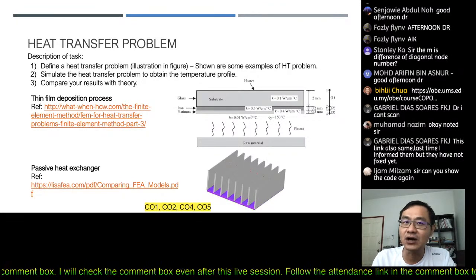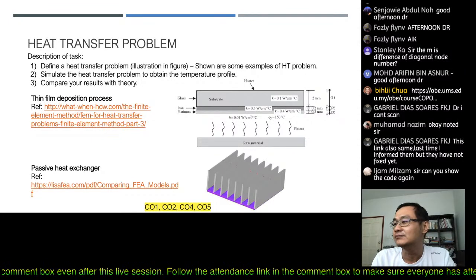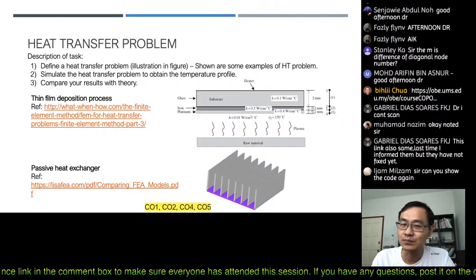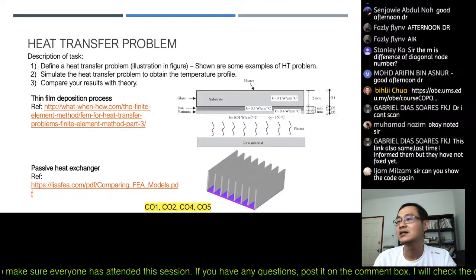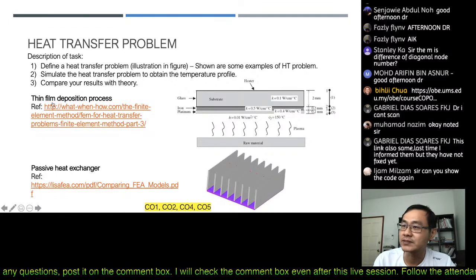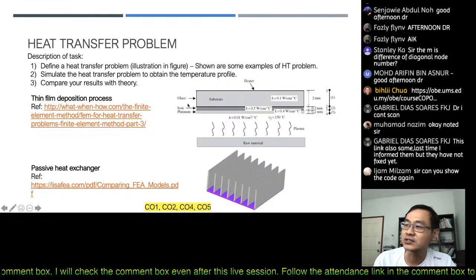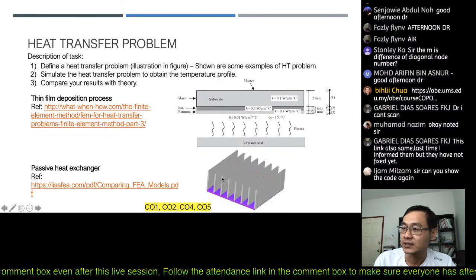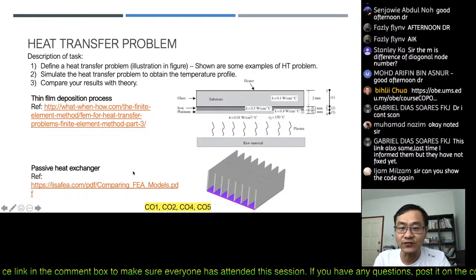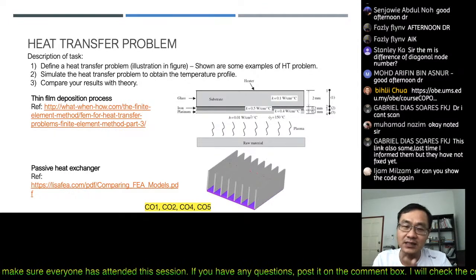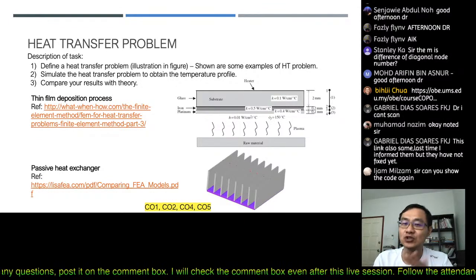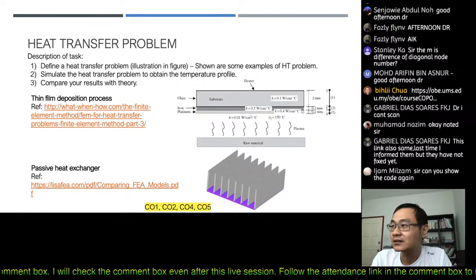Make sure all the definitions of maybe material property or whatever it is are rational, reasonable, based on some fact or maybe reference. For example, I think this one is taken from this website, related to the thin film deposition process. And this one is about the passive heat exchanger from the LISA FEA. So you may use different kinds of heat transfer problem, any problem. It can be from the book as well. Just take one problem from the book and you do it your way. I think that's all.